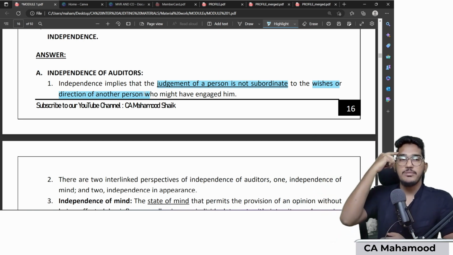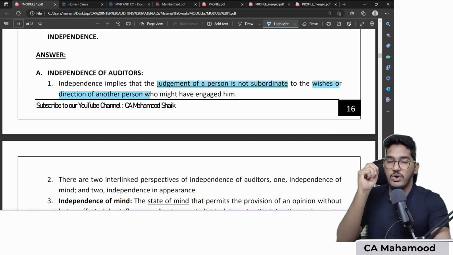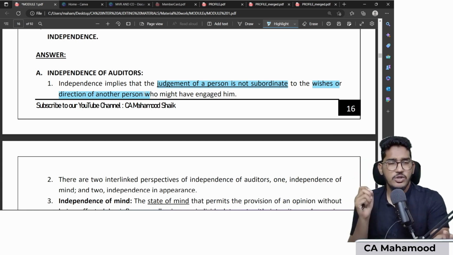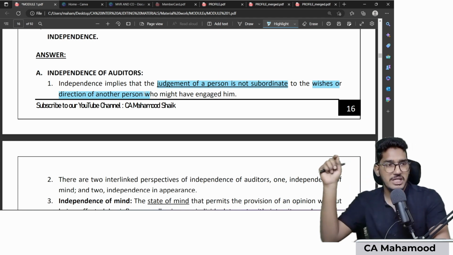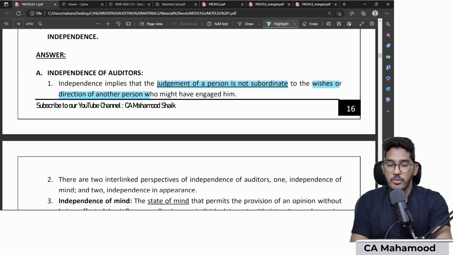The moment that thought comes to your mind, independence has gone to hell already. So like this, as an auditor, you should have such an important quality or characteristic, independence, which means your decision should not be changed according to the wishes and directions of another person, especially those who have appointed you.